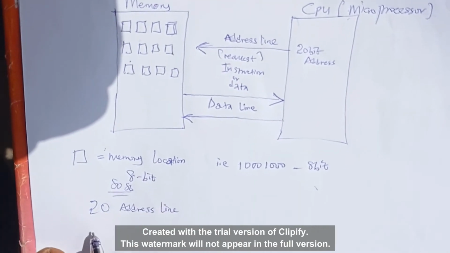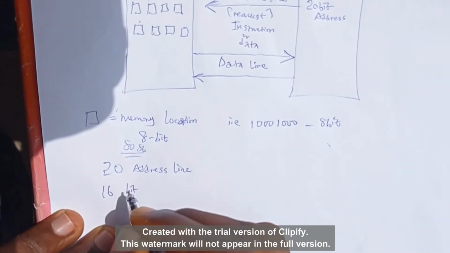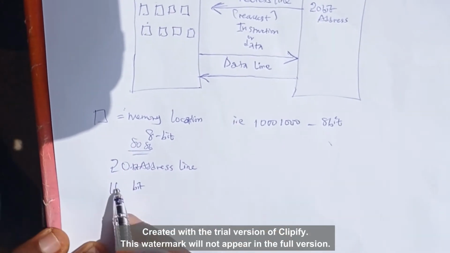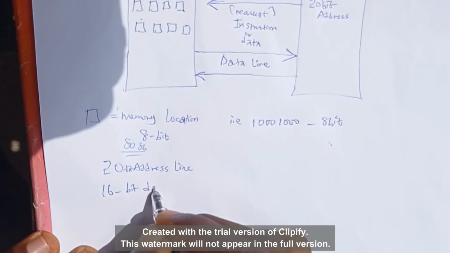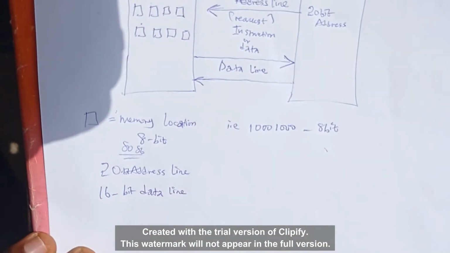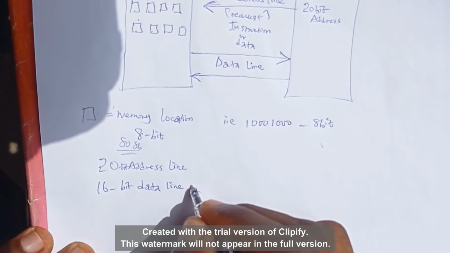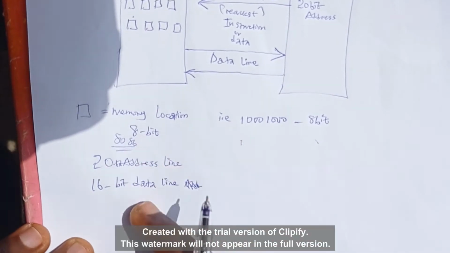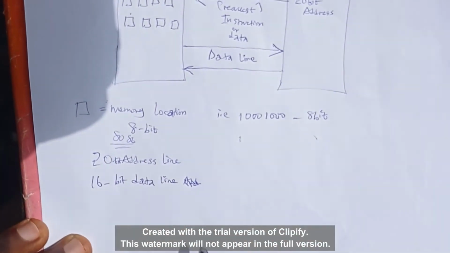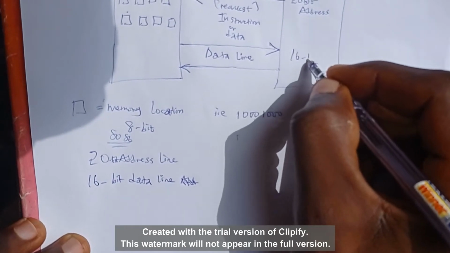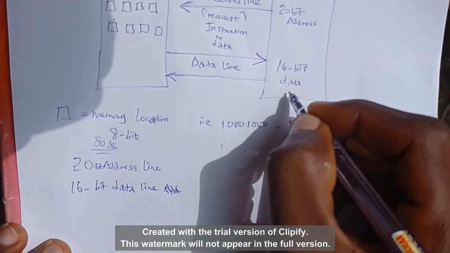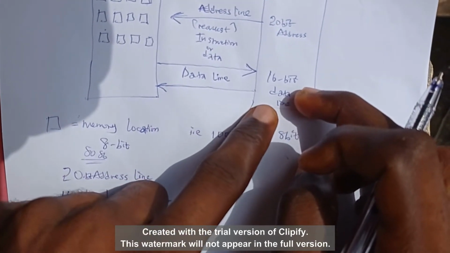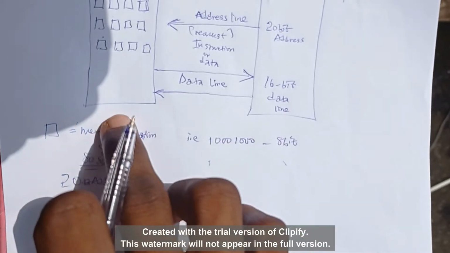And then the 8086 also has a 16-bit data line. Sorry, I should put bit here. It shouldn't be address, it should just be address and data. So we have a 16-bit data line here. It uses that data line to get the instruction which was requested, and also to communicate back using the address line.